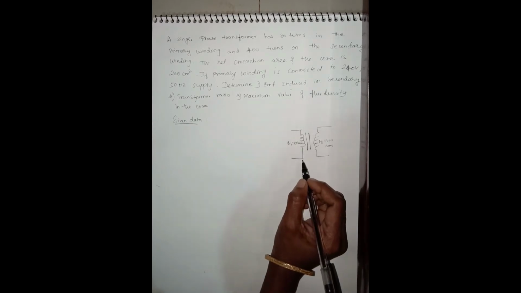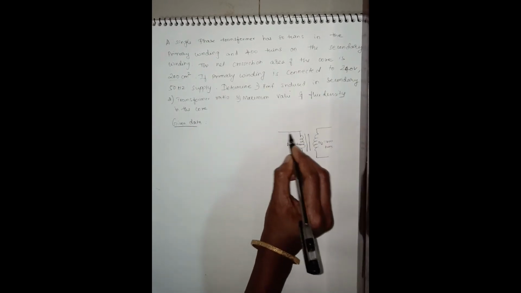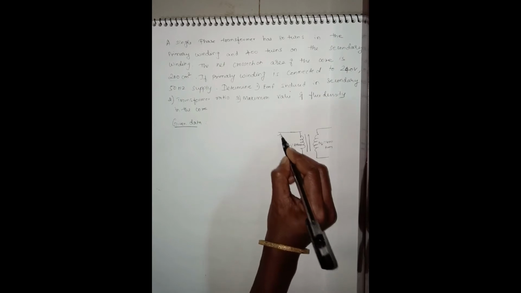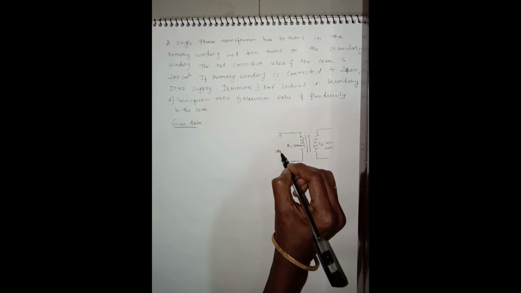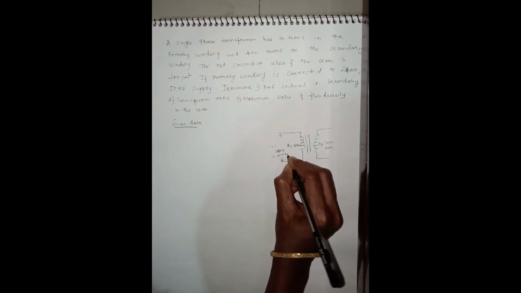I told you we can write the EMF equation in terms of flux density. Therefore, here the cross section area is given, so area A is given. If the primary winding is connected to 240 volts, this is V1 equal to 240 volts and 50 hertz supply. Therefore, F is equal to 50 hertz.